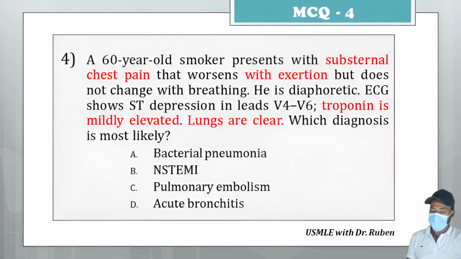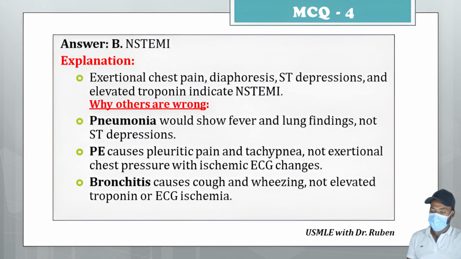The option that fits best is B. Non-ST elevation myocardial infarction. Exertional chest pain, diaphoresis, ST depressions, and elevated troponin clearly point toward non-ST elevation myocardial infarction.